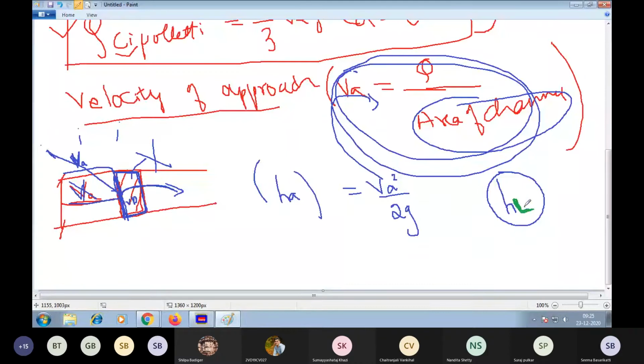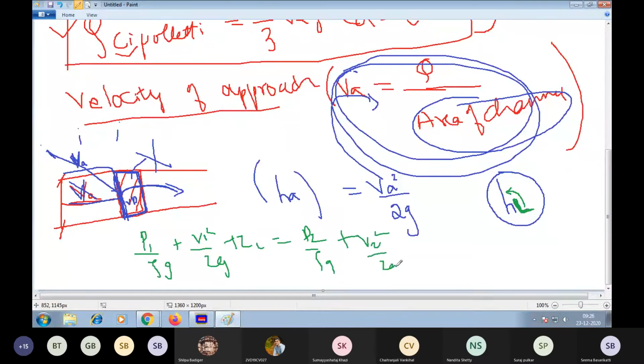If I ask you to consider the loss of head in Bernoulli's equation, how are you going to write it? P1 by rho g plus V1 square divided by 2g plus Z1 is equal to P2 by rho g plus V2 square divided by 2g plus Z2 plus HL. What is this HL? It is the loss of head. This is called the modified Bernoulli's equation, which you use if you want to identify the loss of head.